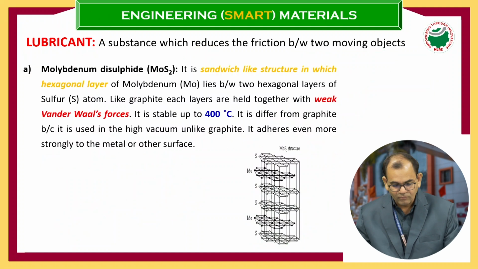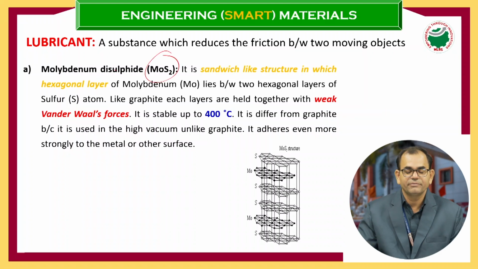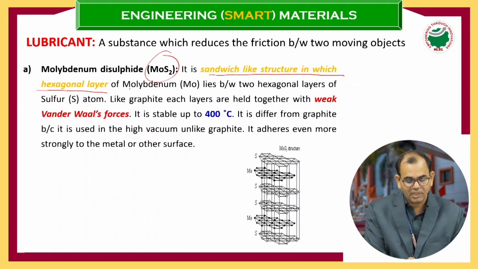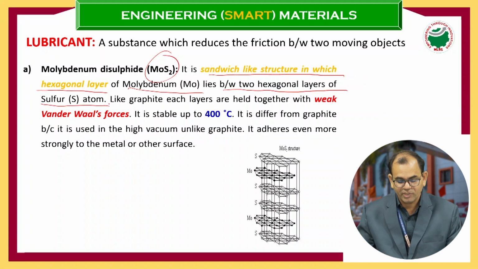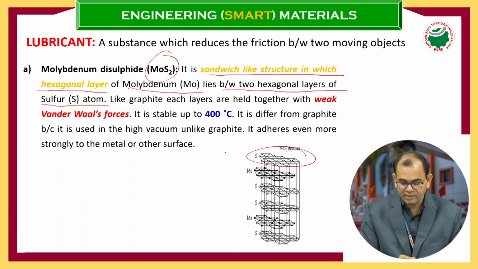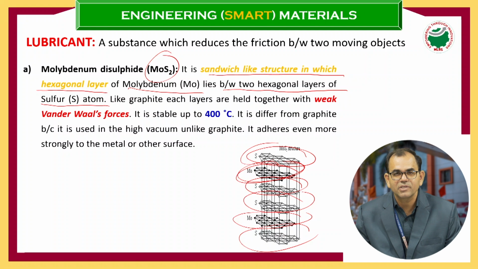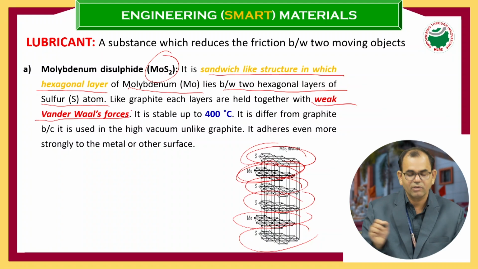Now, here we can see another example of solid lubricants, molybdenum disulfide. It has a sandwich-like structure in which a hexagonal layer of molybdenum lies between two hexagonal layers of sulfur atoms. Here it is the example. This is one layer, this is another layer: sulfur layer, molybdenum layer, sulfur layer. There are two sulfur layers, a molybdenum layer and another sulfur layer.